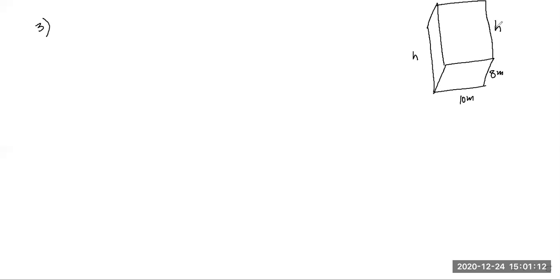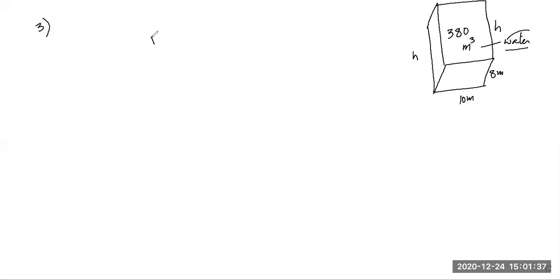How high should it be to hold 380 cubic meters of liquid? It should have 380 cubic meters. Cubic meter means meter cube of water. Of any liquid. Okay, we can imagine the liquid to be water. It doesn't matter. So we want to find out the height.